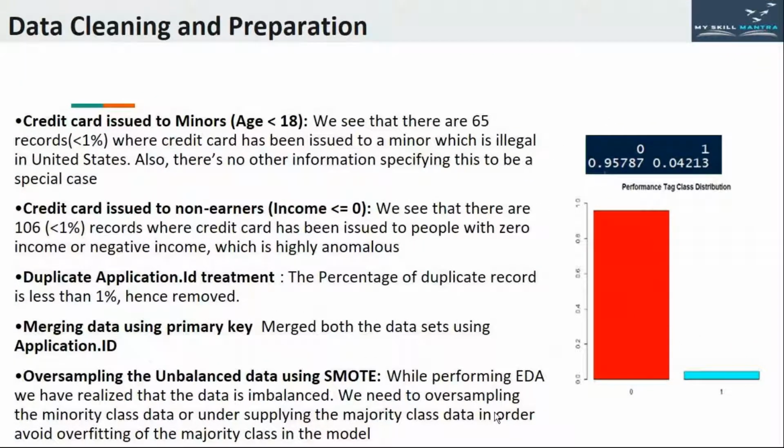Also, there was no extra info specifying that this is a special case you need to consider. So we went ahead and deleted these records. We also deleted some records where the application ID was duplicate.